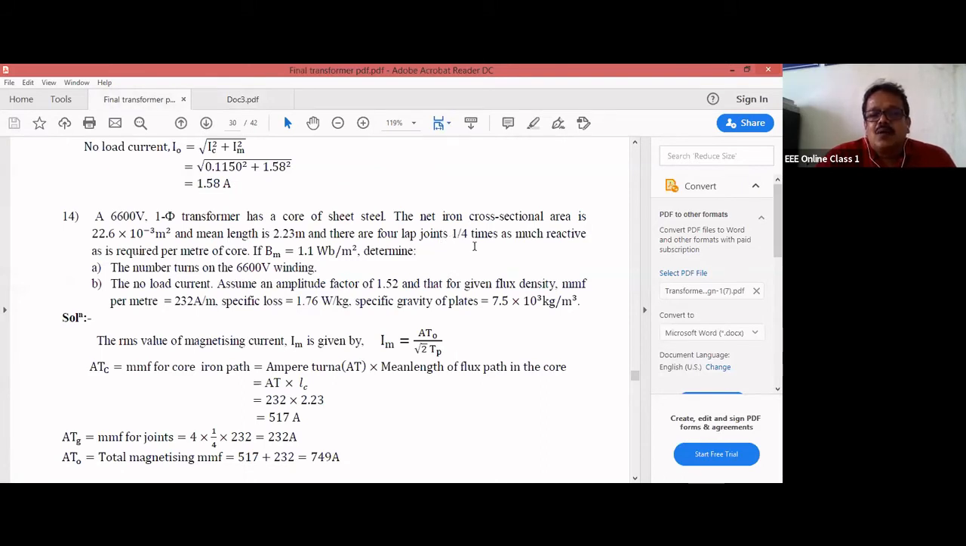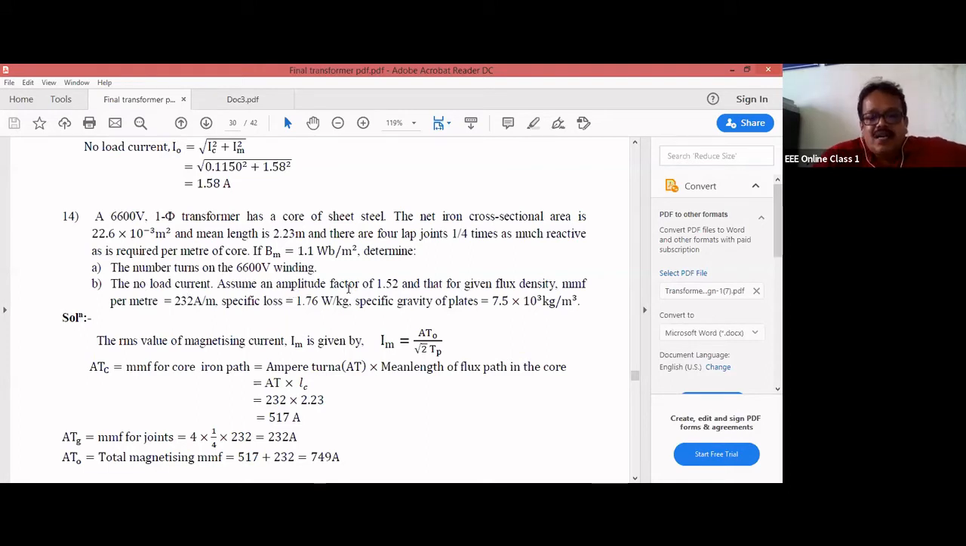The 4 lap joints require 1 by 4 times as much reactive as is required per meter of the core. Per meter of the core, we will see later. BM is equal to 1.1 per meter square. Determine the number of turns on the 6,600 volt winding, the no load, and then in the second case, you find the no load current.